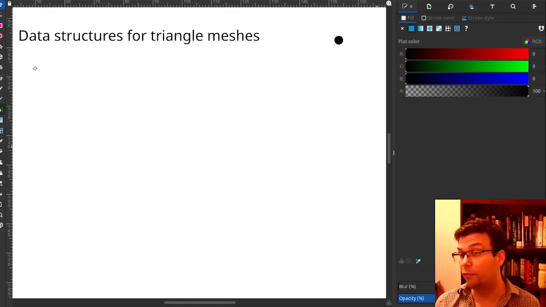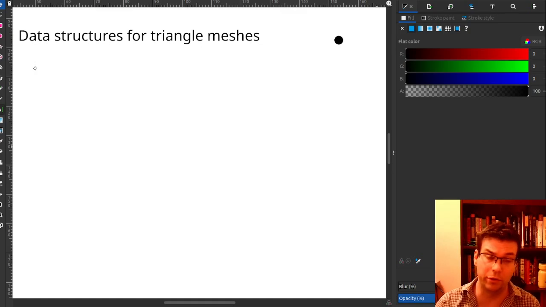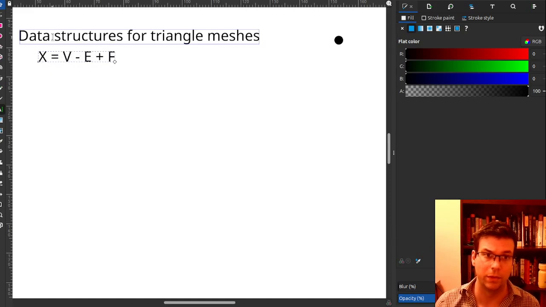Okay, but first I want to get a handle on just how much data I need to store. So let me try to figure out how many edges there are and how many faces there are given a certain number of vertices on the mesh. To do that, I have to turn back to my Euler characteristic chi, which, if you remember, is equal to the number of vertices minus the number of edges plus the number of faces.